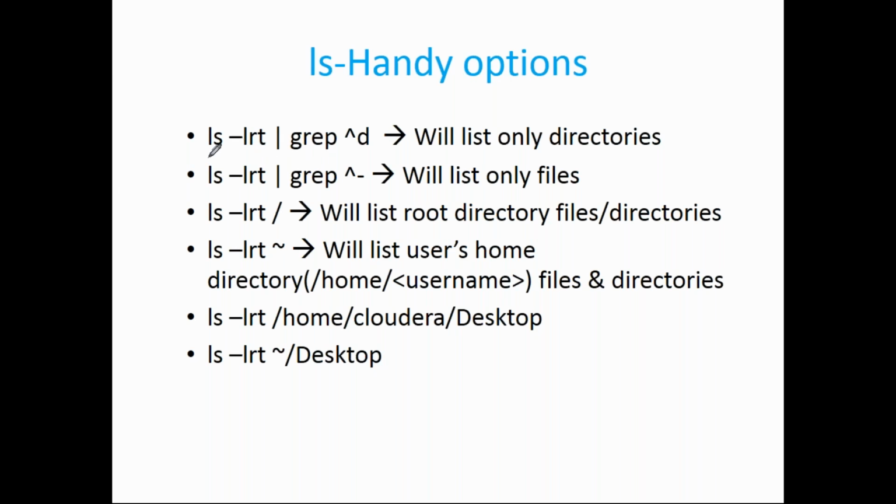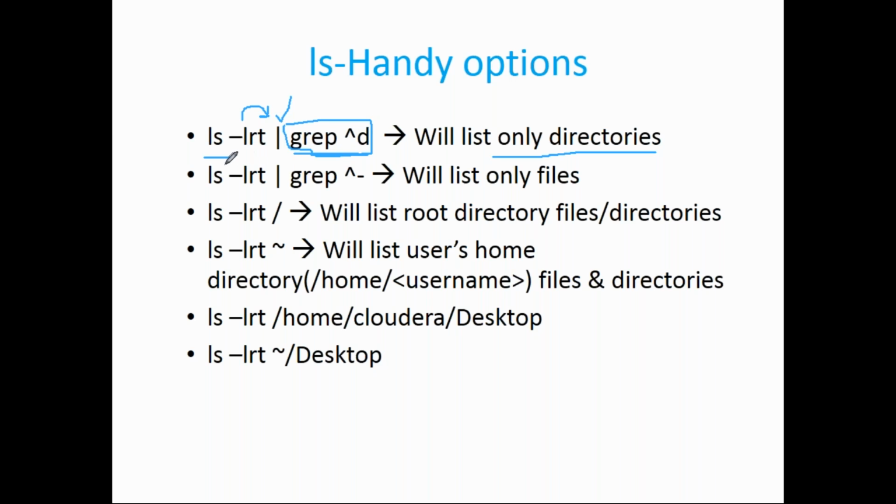As of now, it is giving you everything, directories or files. What if you want to list only directories? You can do that with this command. Just remember this is called the pipe symbol in Linux. The meaning of this is that the output of the first command will form the input to the second command. We will talk about grep and all these details going forward. But just remember that this is the way to list only the directories.